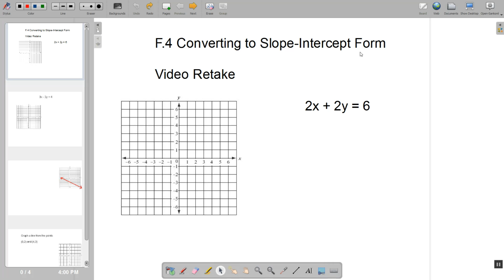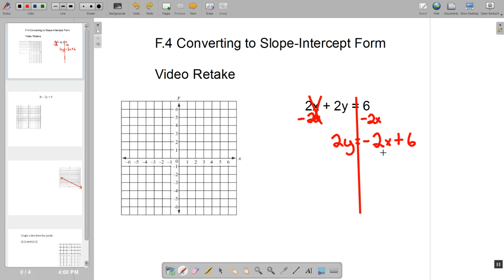In this video we're going to continue working on converting into slope-intercept form when we're given something that's not in the correct form. As a quick review from the last video, if we're given an equation like this and you need to solve this for y equals, the first thing we're going to do is subtract 2x from both sides. So we end up getting 2y is equal to negative 2x plus 6.